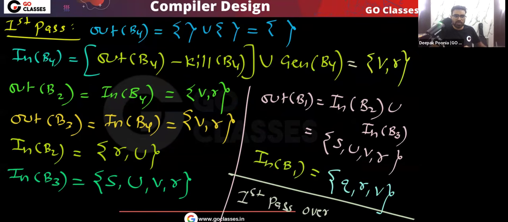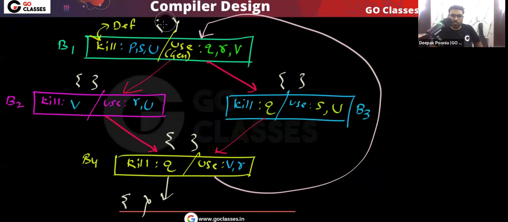When the first pass is over, now you start the second pass. I will do this quickly, because the first pass I have done in a very detailed way. First, let me write the information from the first pass. From the first pass, for each basic block, what is the in information that we got? We only care about the in information.